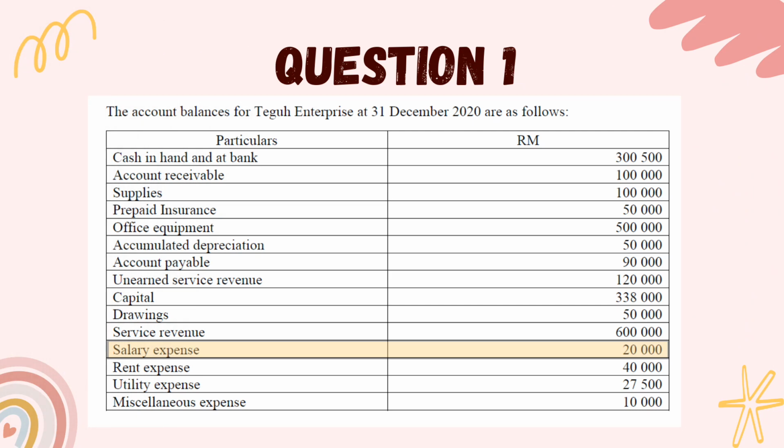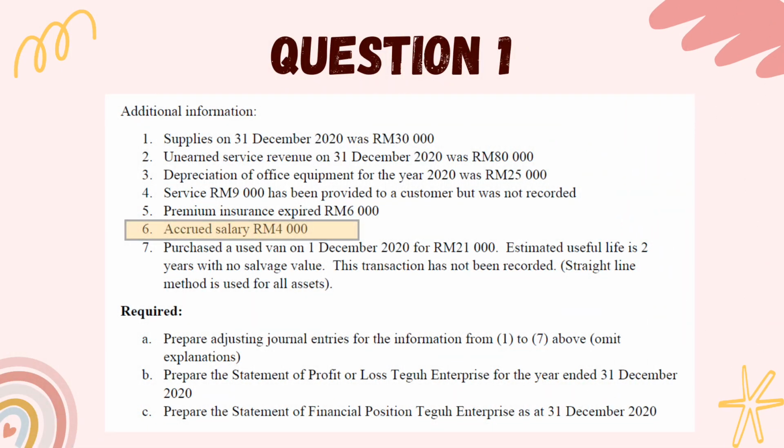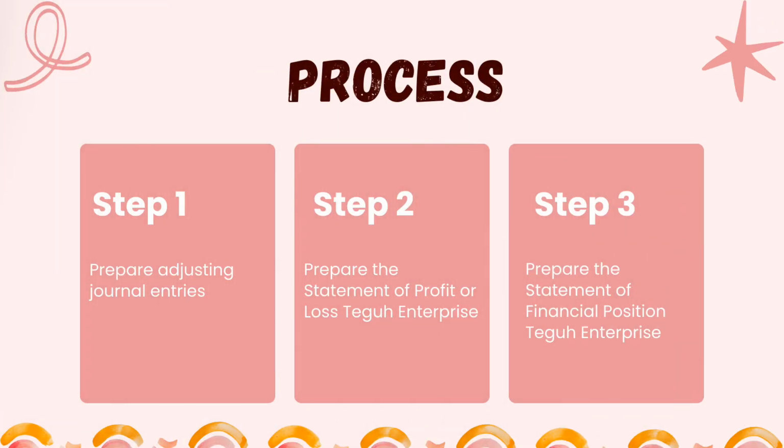Let's move on to question 1. The account balance, salary expense 20,000, and move on to the additional information, which is highlighted the number 6, accrued salary 4,000. There are 3 steps to solve this question. Step 1, prepare adjusting journal entries. Step 2, prepare the statement of profit or loss. Step 3, prepare the statement of financial position.